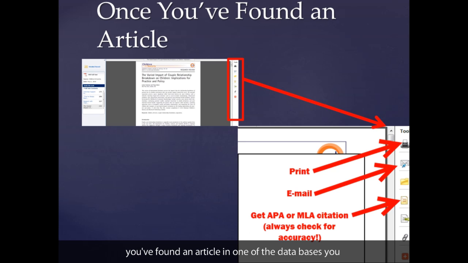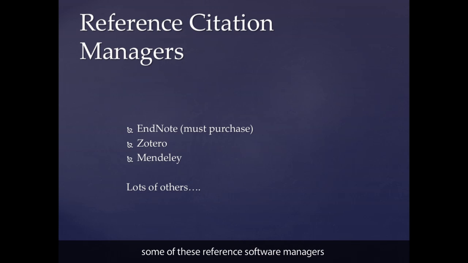Once you've found an article in one of the databases, you have a lot of options to keep that article. You could print it, email it, get the APA or MLA citation, or even download the citation to a reference software manager. Some of these reference software managers are programs like EndNote, Zotero, and Mendeley. There are lots of others out there, and you can use any one you're comfortable with. The library here provides trainings for Zotero if you're interested.